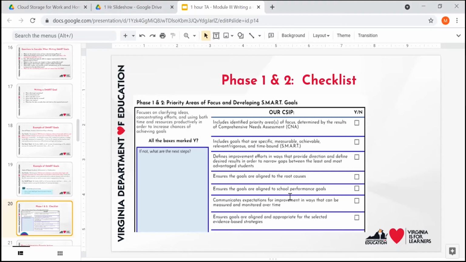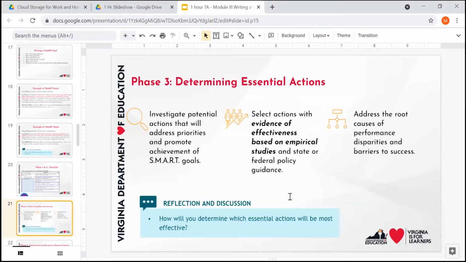So setting up those priority areas, then having a SMART goal is then what is going to lead you to the next stage of the process, which is developing essential actions. And I'll let Rebecca, my co-host, take it from here.